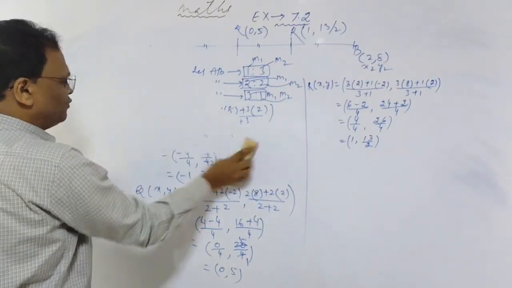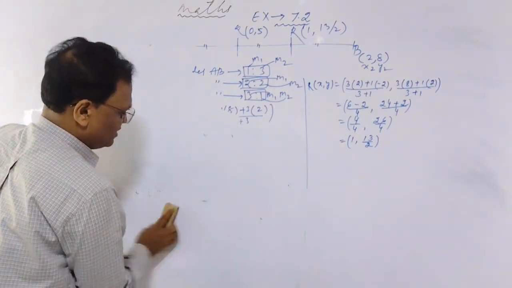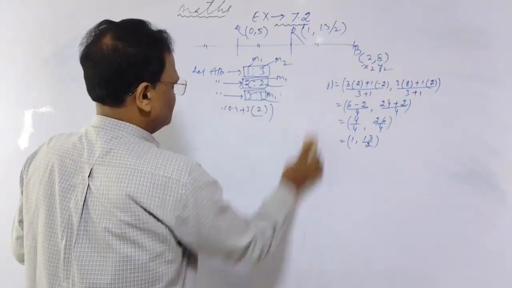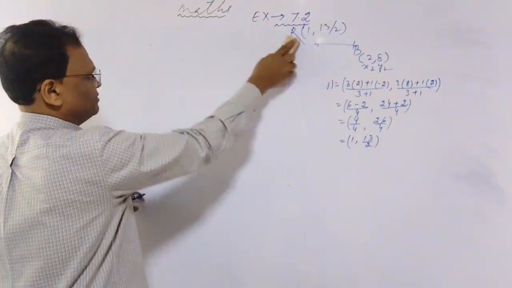So if it is given divided into 4 equal parts, it's very simple. Just use the section formula, nothing else. Only just remember the section formula, memorize it, then put in the formula and get the answer. That's all.